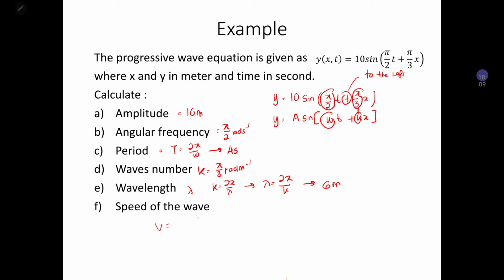And then, speed of wave V sama dengan F lambda. Alright, so masukkan value yang awak dah dapat. So, awak akan dapat V sama dengan 1.5 ms negative 1. So, please try dekat rumah.